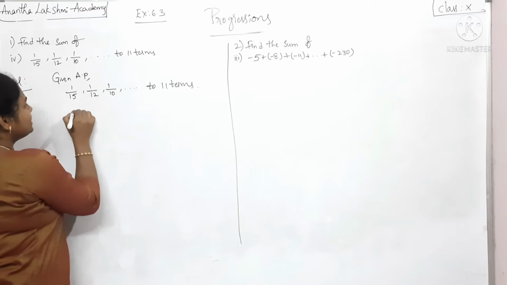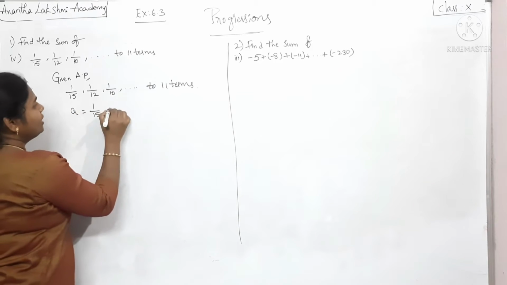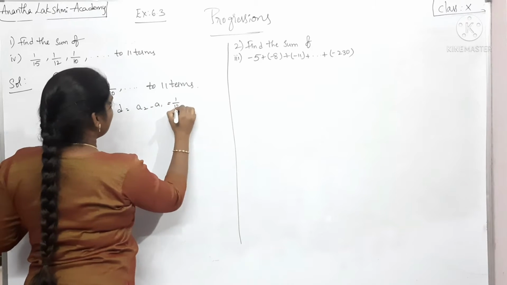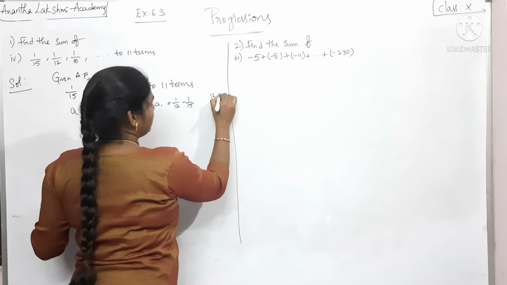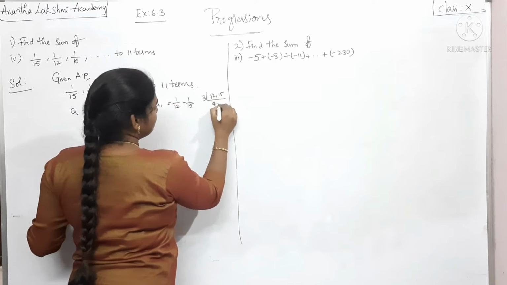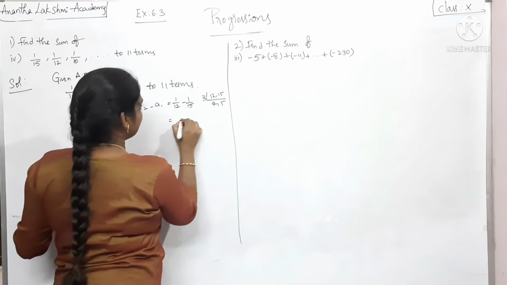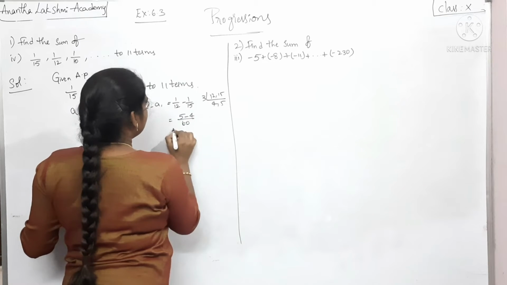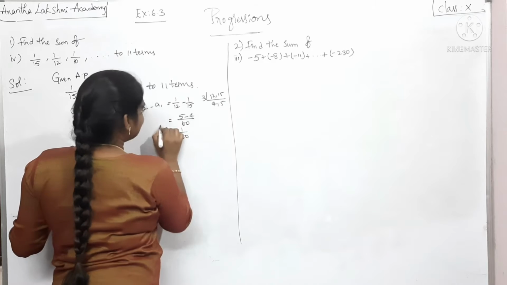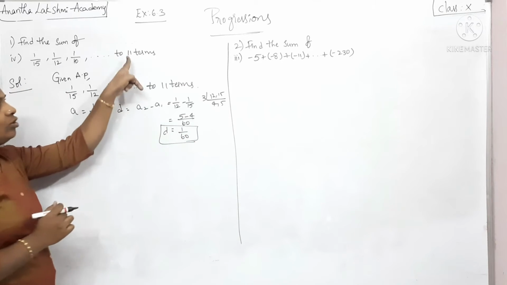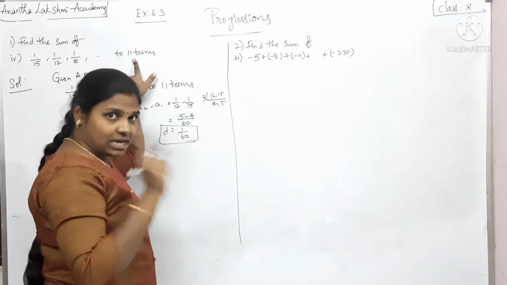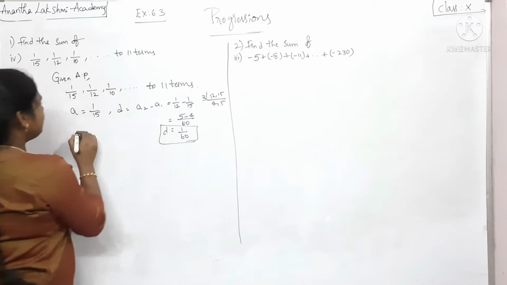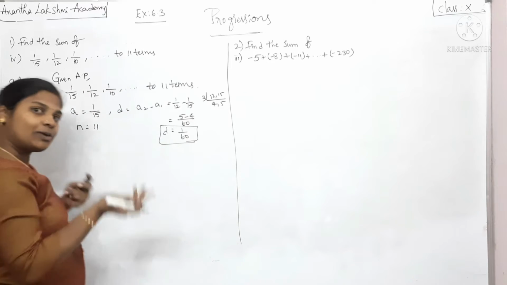Meaning a is equal to the first term, 1 by 15, and d is equal to a2 minus a1, nothing but 1 by 12 minus 1 by 15. So here if you consider the LCM, 60: 5 fours are 20, 5 threes are 15... so the common difference is going to be 1 by 60. Now you know the sum has to be calculated for 11 terms, and you know the first term and the common difference. n is also given, n is equal to 11. So which formula are we going to use?